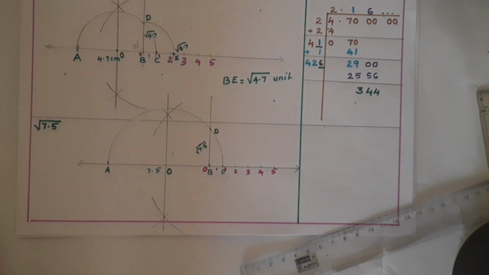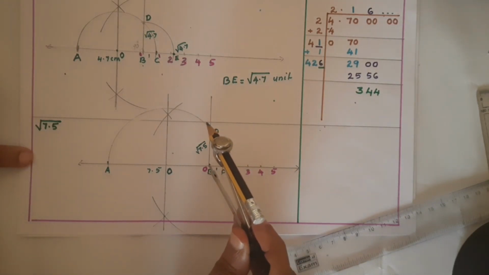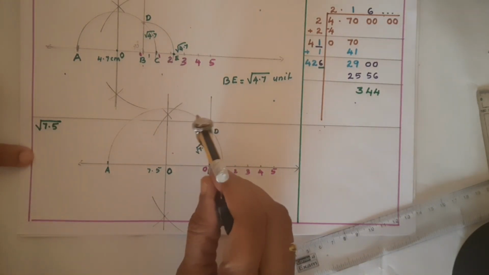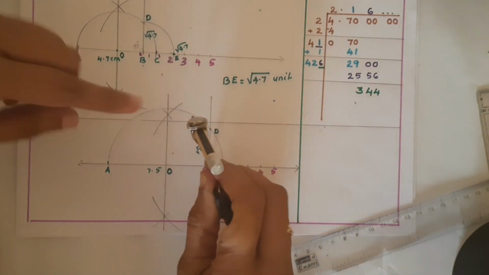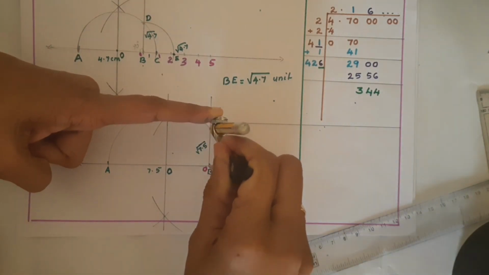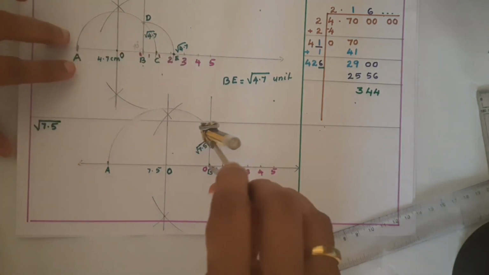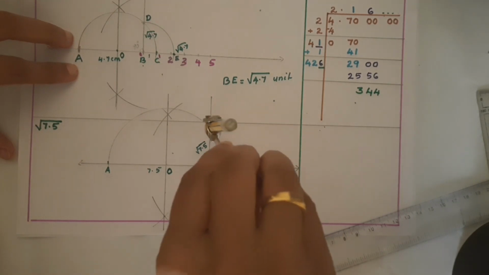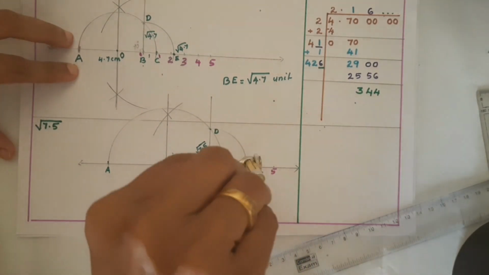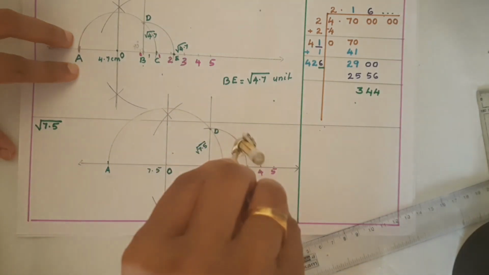Now how will you get the position of square root of 7.5 on the number line? Fix the compass at B and take the length BD. Up to D we have to take, and you have to draw the arc towards the number line.